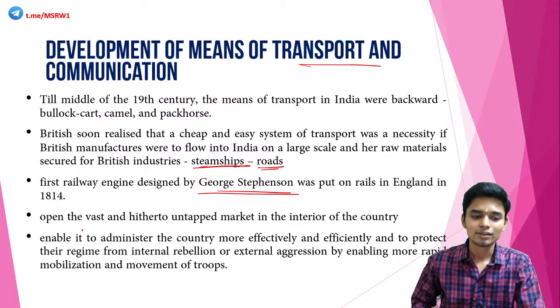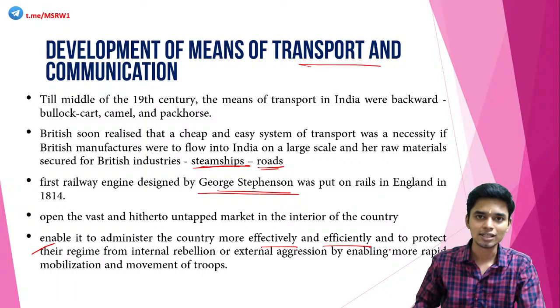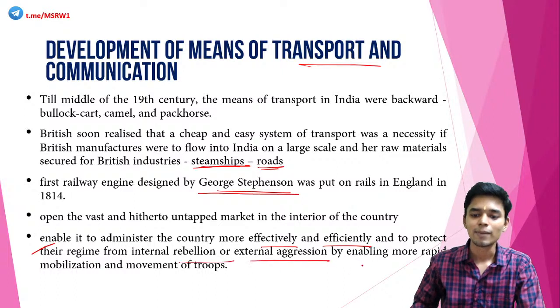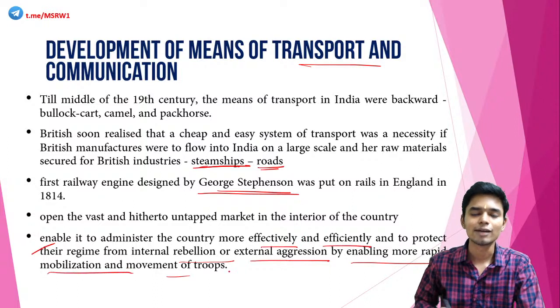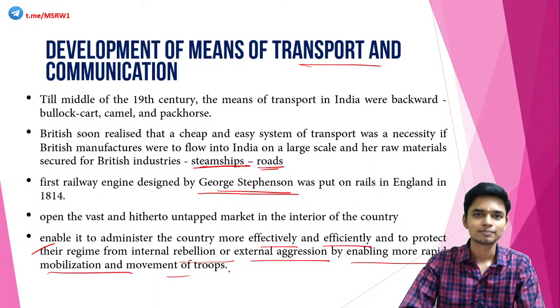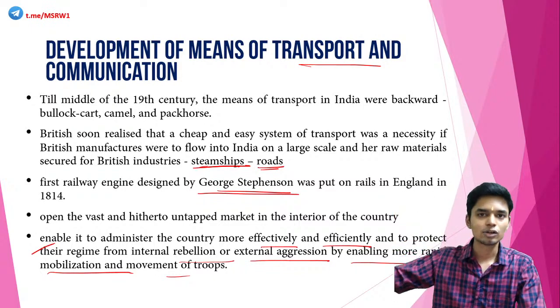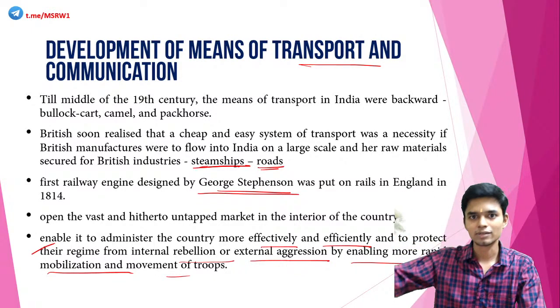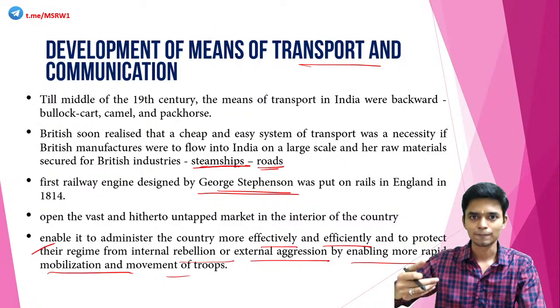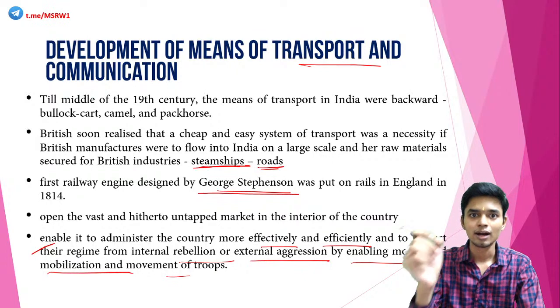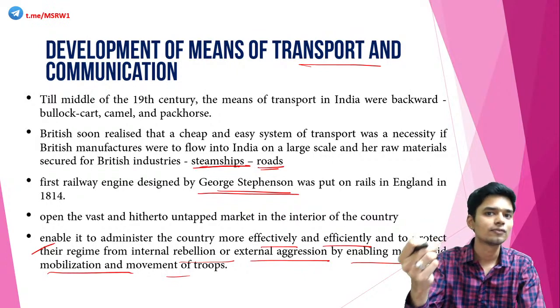Okay, so this enabled them to administer the country more effectively and efficiently and to protect their regime from internal rebellion or external aggression by enabling more rapid mobilization and movements of troops. That's also there. It's not just about making a network of faster movements between one part of the country to another. It has also another advantage: the British can deploy a large number of troops in a small amount of time.